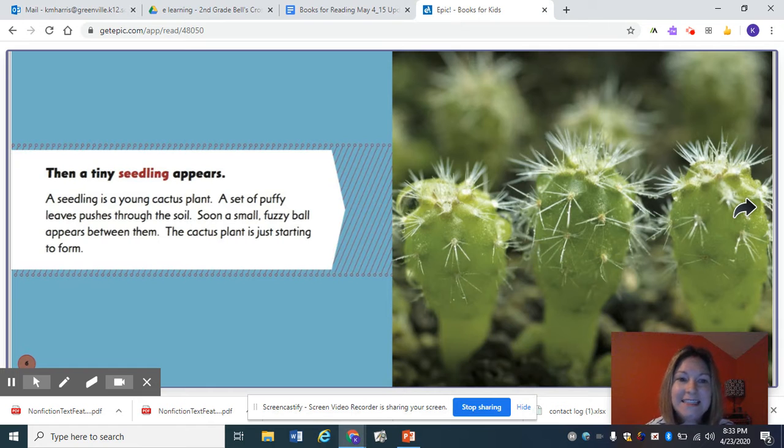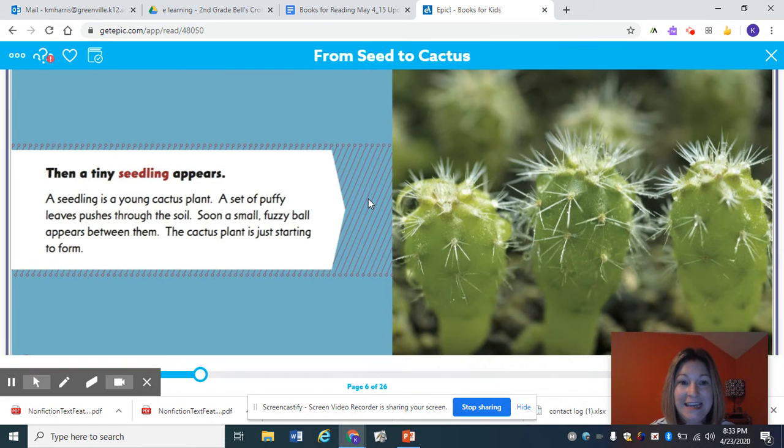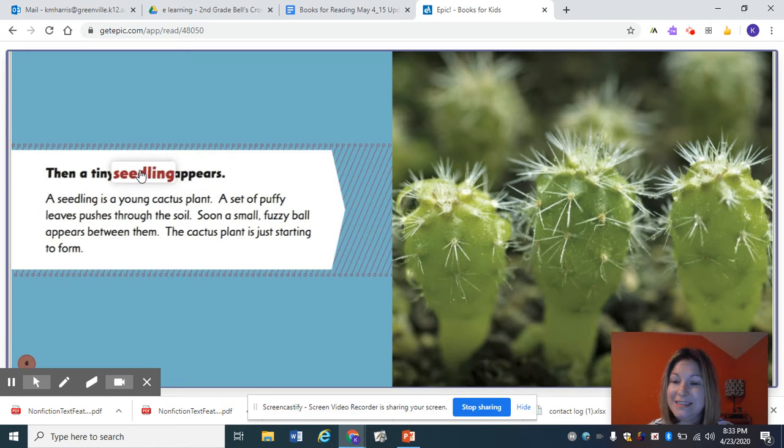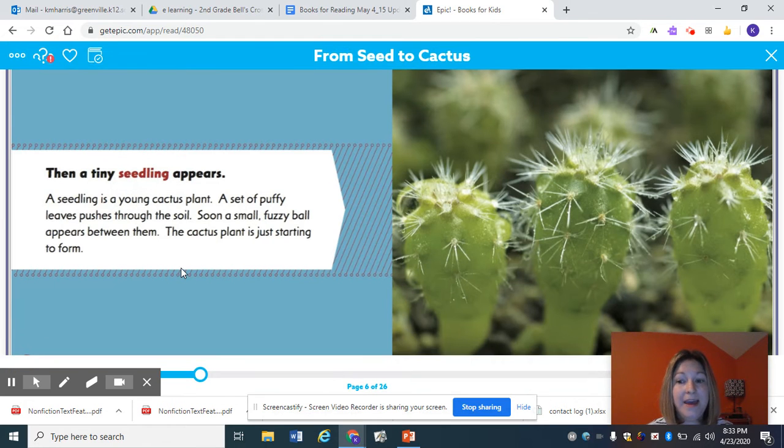Then a tiny seedling appears. And again, do you see a special word in here? It's all bold because it's heading, but also seedling is a different color. So I bet shoot and seedling will be two of our words in the back of the book.